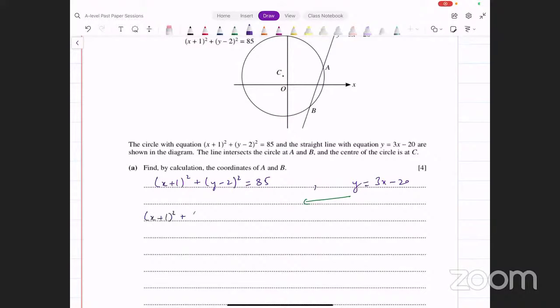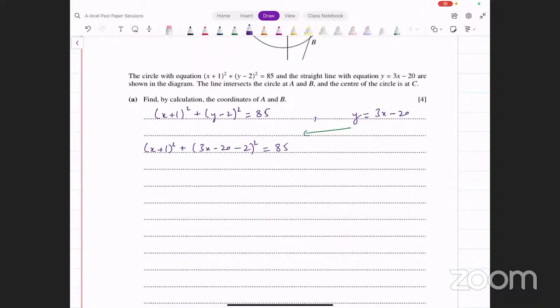ठीक है, so what do we get when we do that? (x plus 1) whole square plus (3x minus 20 minus 2) whole square equals 85. Let's solve this now. You get x squared plus 2x plus 1, plus (3x minus 22) whole square equals 85. Let's expand this further. x squared plus 2x plus 1 plus 3x ka whole square, that's going to be 9x squared minus 2 into 3 into 22, that is 132, minus 132x plus 22 squared, that is 484. And we subtract from that 85, that's coming from the other side.